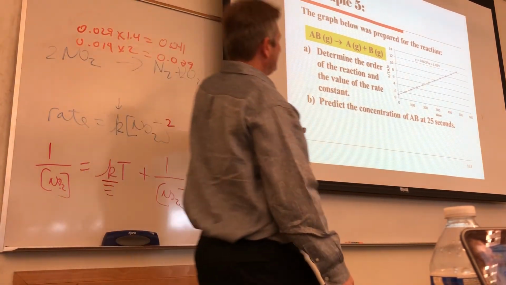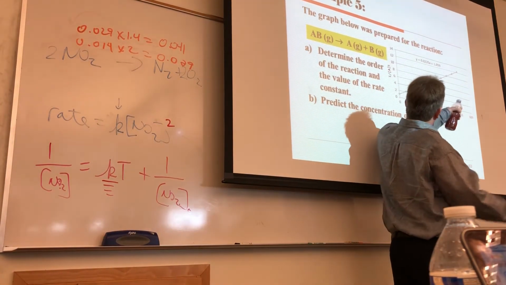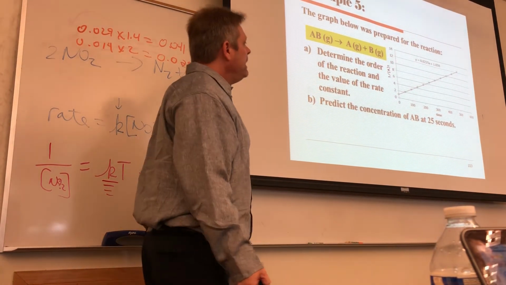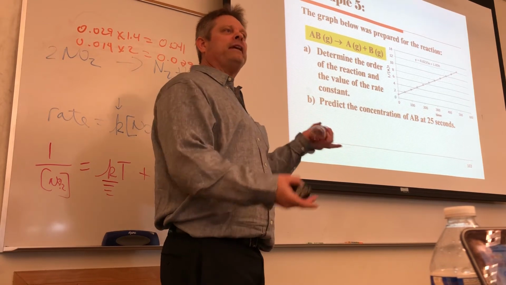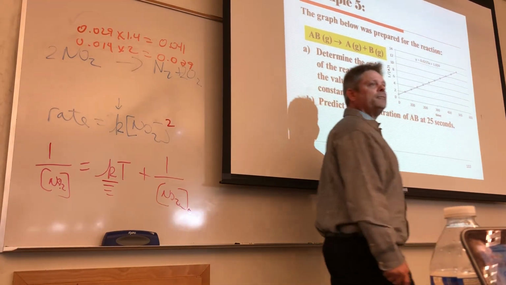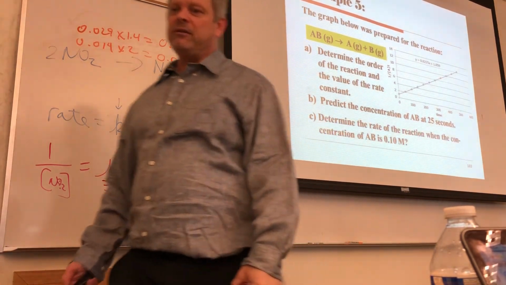And the second part is predict the concentration of AB at 25 seconds. Well, once again, that's pretty easy, right? I just plug in 25 for x, and I solve for y, and then I take 1 over that in order to get the actual concentration. Remember, this isn't concentration, this is 1 over that concentration. No big deal, this should be a really easy problem.